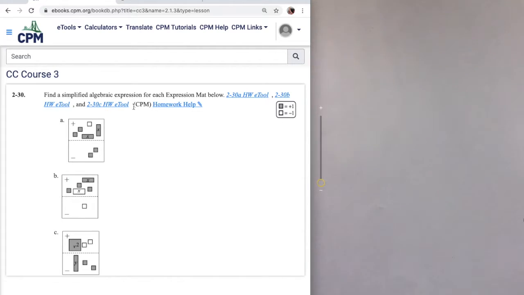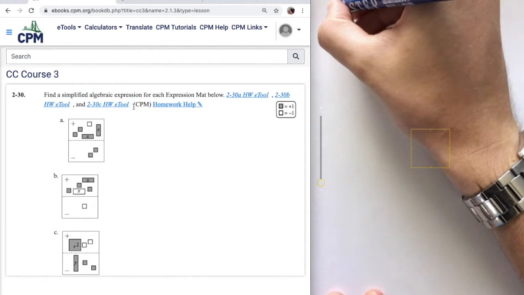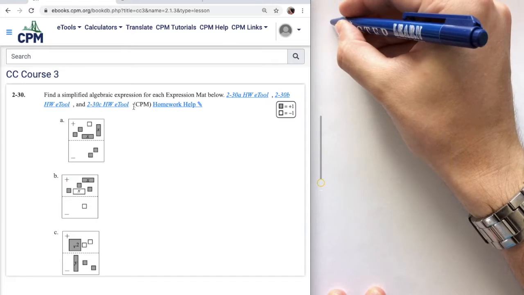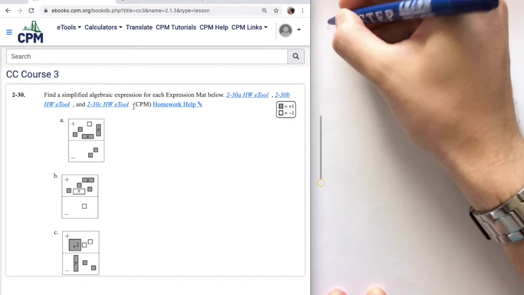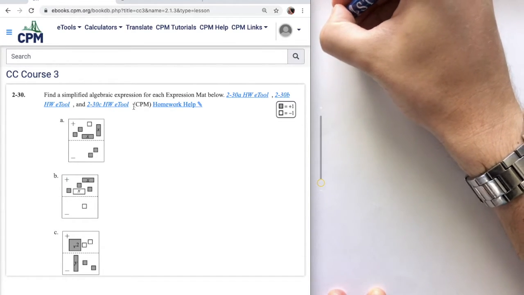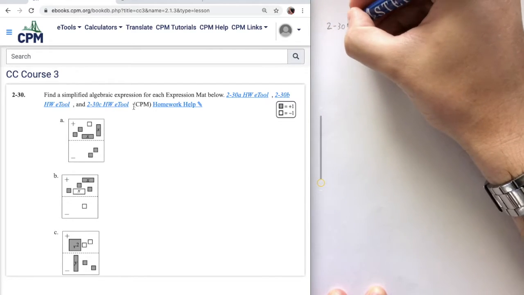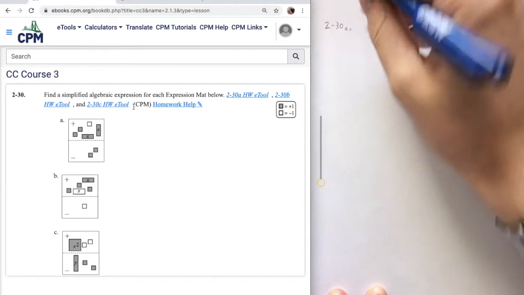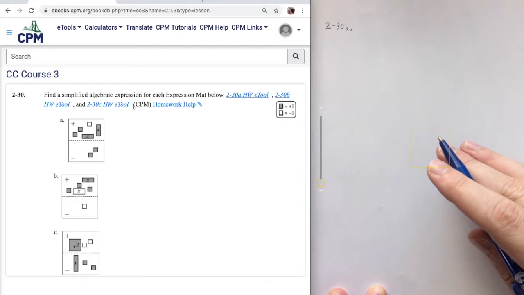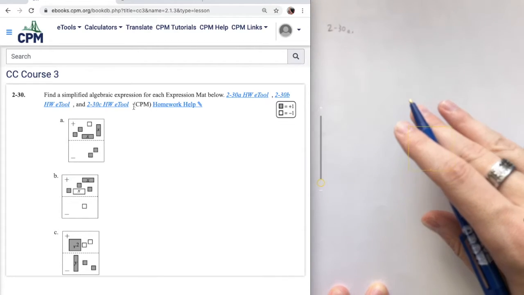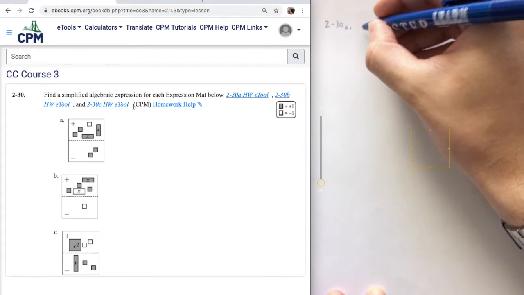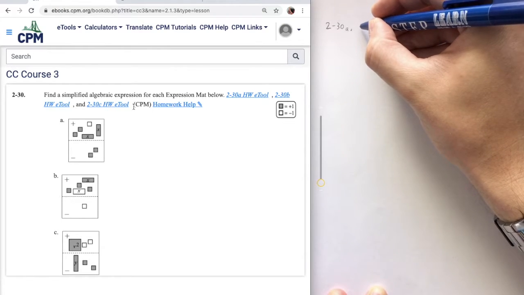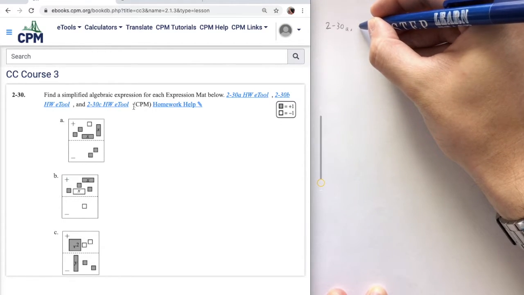So to do the problem, we want to first write it out. We're doing 2-30A, and the algebraic expression that we're simplifying, if you want, you can write it out so it's not just a visual, you can do it in algebraic writing.